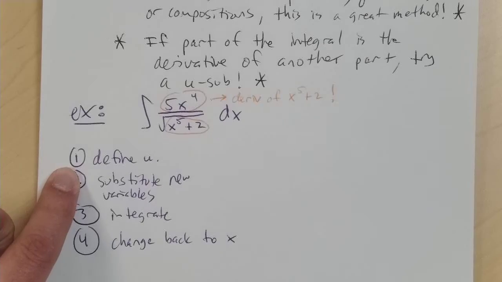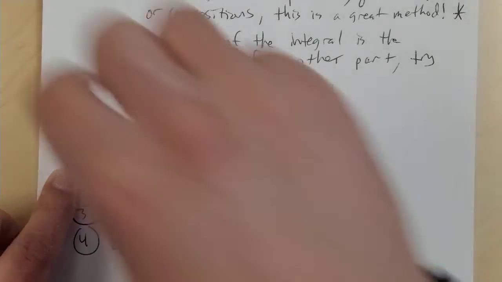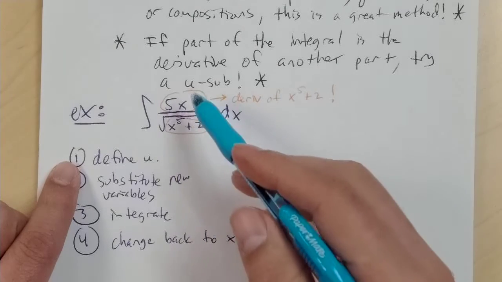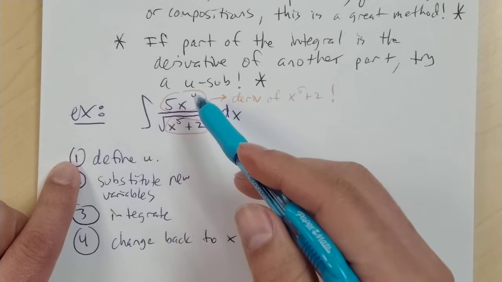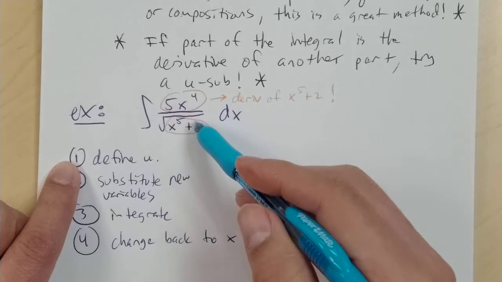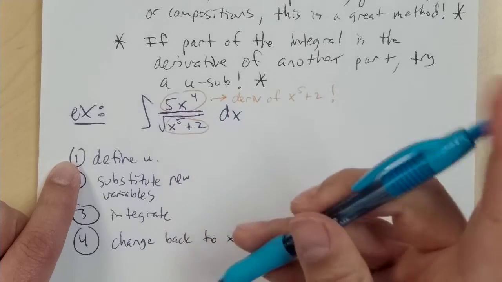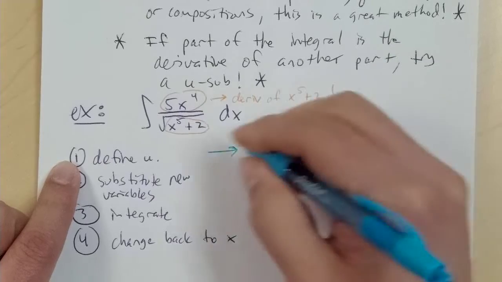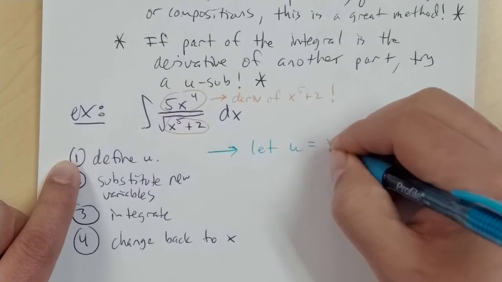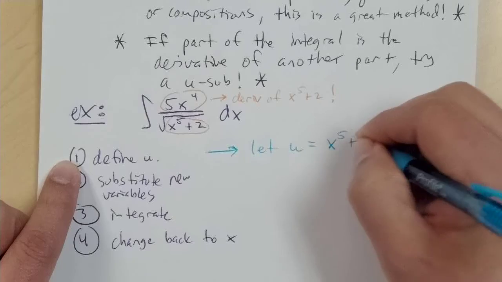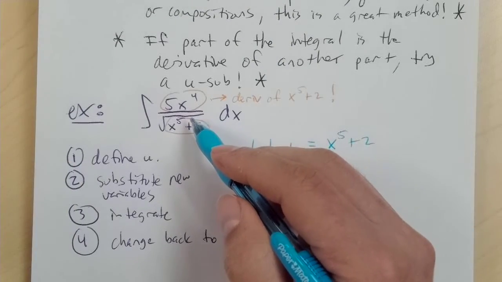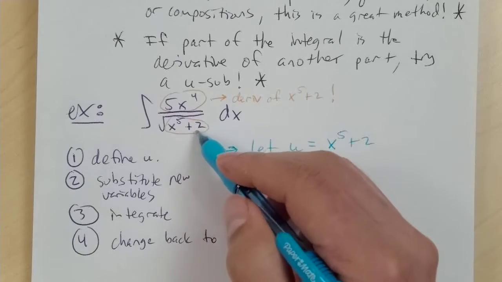Okay, so now the question is going to be, well, how do I define u? Okay, so the part that has the derivative in it, we leave that alone. It's the other portion that's going to be u. Okay, so we're going to let u equal x to the 5th plus 2. Okay, the square root, we'll take care of that later, but it's more about what the function is on the inside.